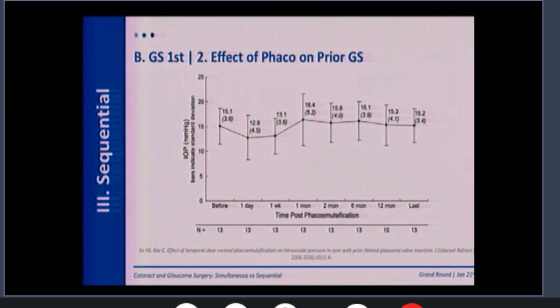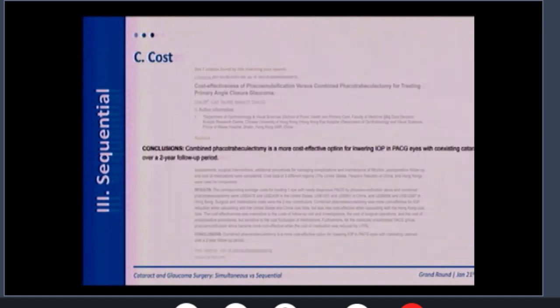And you can see that the intraocular pressure level remained similar, 15 millimeters at baseline and 15 millimeters at the last follow-up, although there was some escalation in the number of glaucoma medications in those patients who had both procedures at the same time, rather than doing one and then waiting for the other.